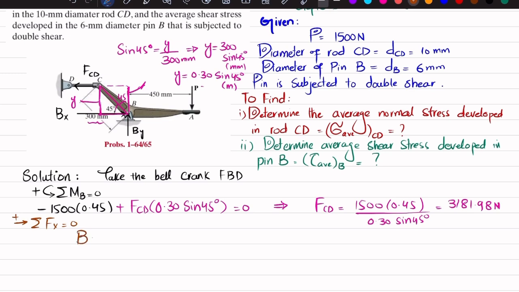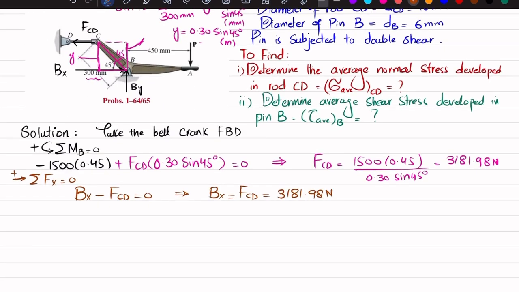So I can write Bx minus FCD is equal to 0. So Bx should be equal to FCD for equilibrium, and FCD is 3181.98 Newton. The last thing is that we can find the third force, which is vertical By, and it can be found by using this equation of equilibrium. So By minus this P, which is 1500, is equal to 0. So from here you will get By is equal to 1500 Newton.